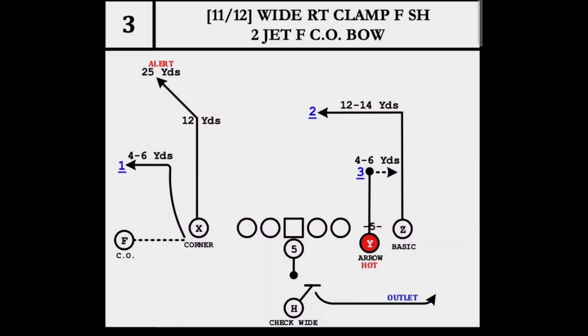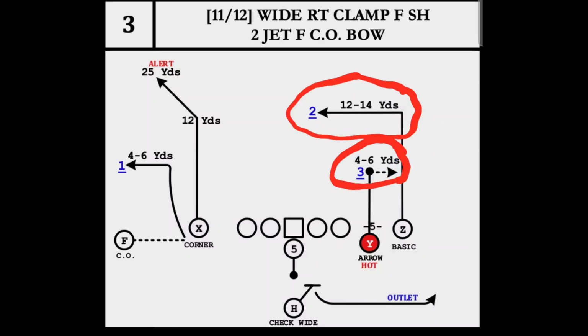The bow concept itself is this backside concept that you can see here with the number 2 and the number 3 reads in the progression. So as you can see here, you have some form of a dig or basic route that's going to be the second read in the progression for the quarterback. The third part of the read progression is going to be this stick route, where the quarterback is going to look to wherever the receiver is going to settle. Either it's going to be at 4 to 6 yards and just hitching up and looking for the ball, or potentially breaking outside depending upon the leverage of the defense.